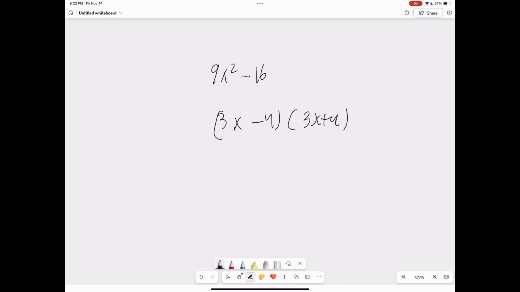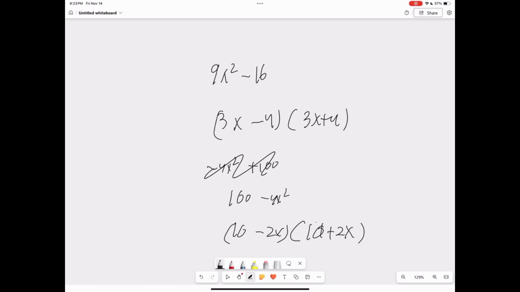For example, if we did 100 minus 4x squared, how would we factor this out? Right away, we can recall the square root of 100 is 10, and then we can just write it as such. So be sure to practice with these, and yes, this is called the difference of squares identity.